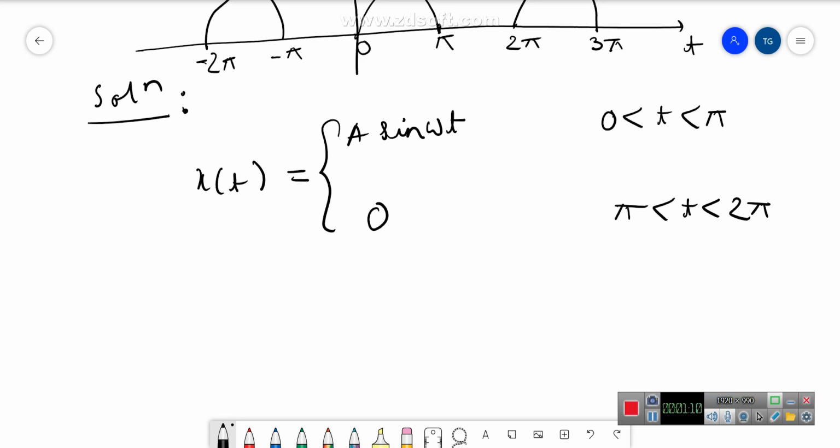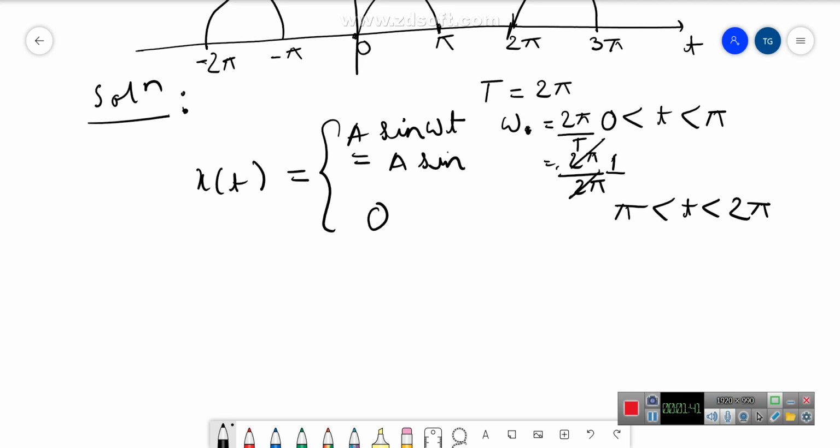And we know up to which point this signal is repeating: t is equal to 2 pi. So omega is equal to what? 2 pi by T, and T is also 2 pi. So this will be 2 pi by 2 pi. Omega is equal to 2 pi by 2 pi, and that is equal to 1. So this can be written as A sine t, right?